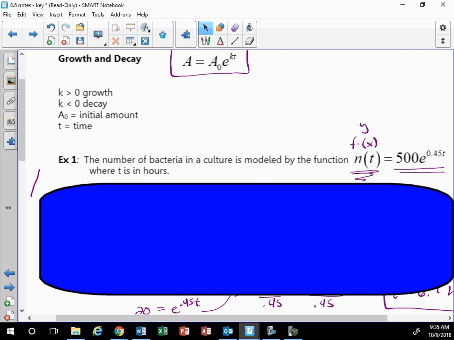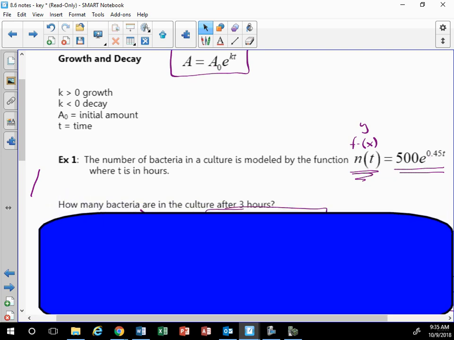So if I ask you, how many are in the culture after 3 hours? What do you think I'm doing with that 3? Just plugging it in for the t, right? Okay, so use your calculator, see if you can get the answer here. And don't use 2.718 for e, use the actual e key on your calculator, okay?